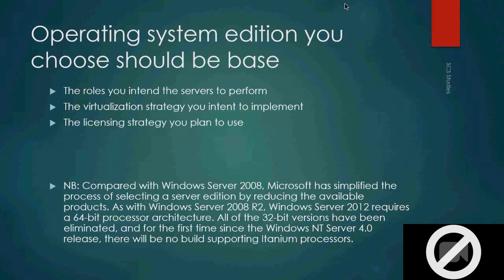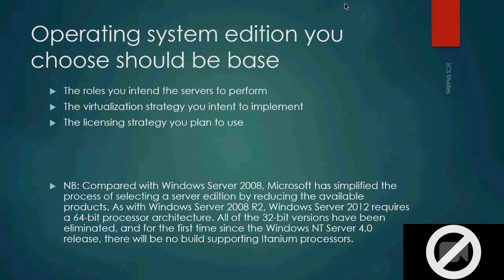This is our first option: the operating system edition you choose should be based on which circumstances. That means you are here to be an administrator, to serve an organization. So before starting your organization's task, when selecting an operating system you should measure first what to choose. The first thing is the roles you intend the server to perform. Suppose you want to have a DHCP server installed.